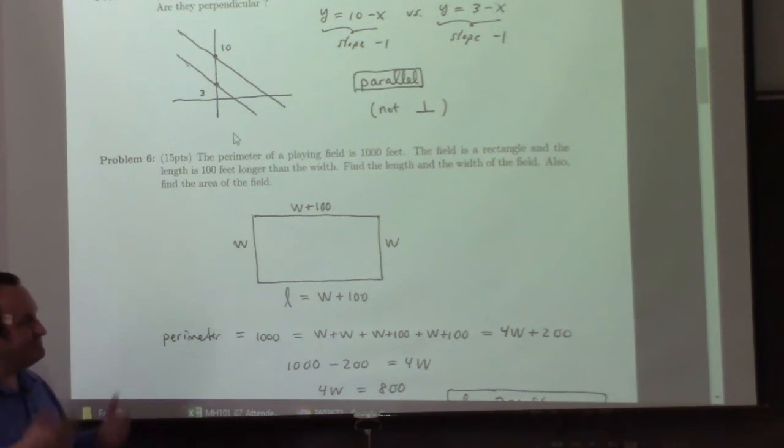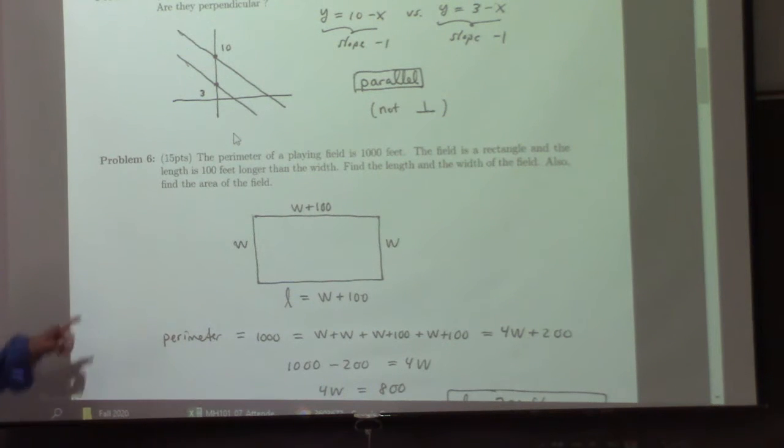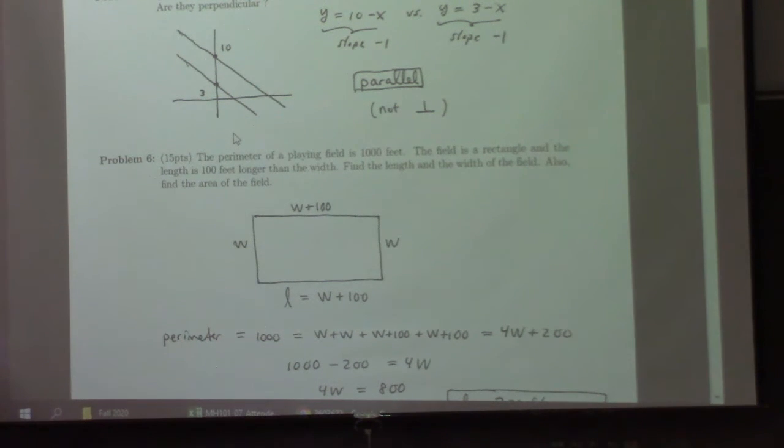So anyway, these happen to be parallel because if you solve both for y, you can see that they both have slope -1, and lines are parallel if and only if they have the same slope. And they're not perpendicular because for them to be perpendicular, the slopes would have to be negative reciprocals of one another, right? And that's not the case here.